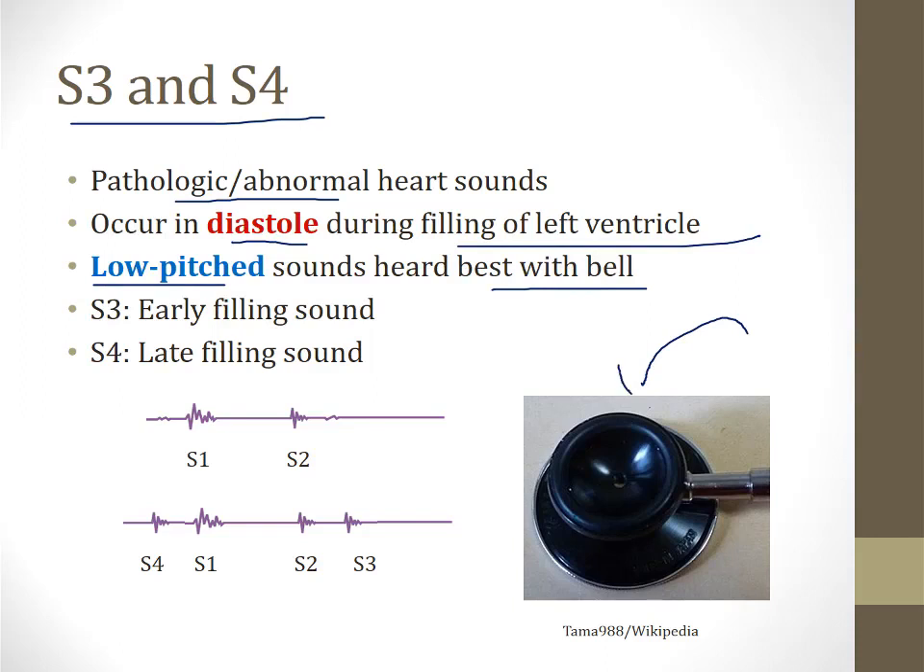This is a picture of a stethoscope here. The flat part is called the diaphragm, the circular part is called the bell, and that's best for hearing low-pitched sounds, which include S3 and S4. S3 is an early filling sound heard in early diastole. That means it's close to S2, as shown in this drawing on the screen. S4 is a late diastolic filling sound, therefore it's heard very close to S1.